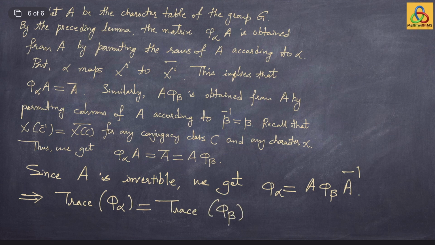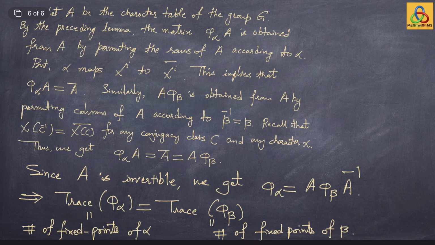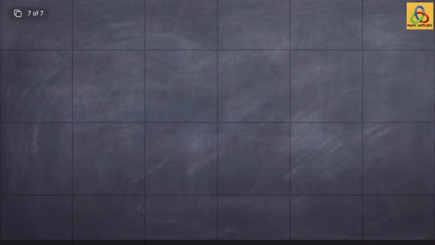But remember that phi is the standard representation of the symmetric group Sk, and therefore the trace of phi at alpha is just the number of fixed points of alpha, and this is the same as the number of fixed points of beta. But the number of fixed points of alpha is the same as the number of real characters, and the number of fixed points of beta is the same as the number of real conjugacy classes. This proves the theorem. Let us derive two interesting consequences of the preceding theorem.